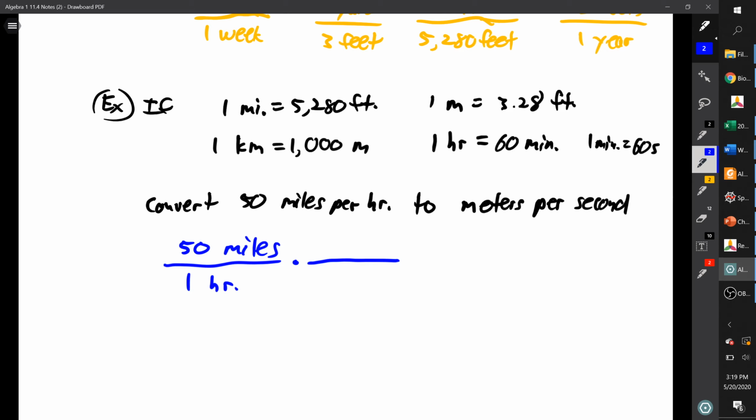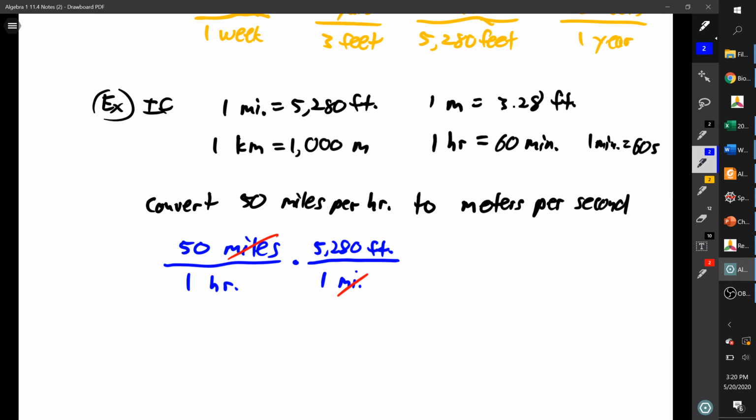So I look and ask, what conversion factors do I have that have miles? Well, I have 1 mile equals 5,280 feet. So I'm going to put 1 mile on the bottom because now my miles will cancel. And what do I put on top? What 1 mile equals: 5,280 feet. It's theoretically a step in the right direction.